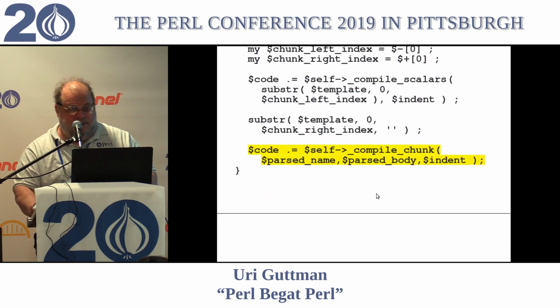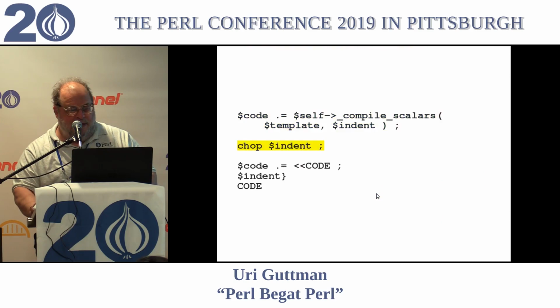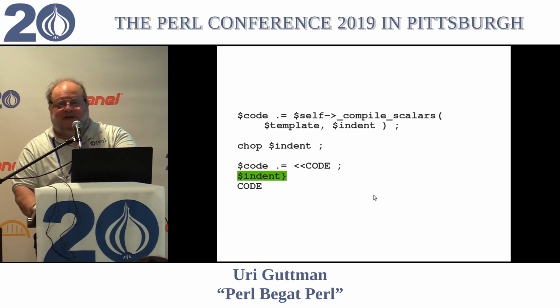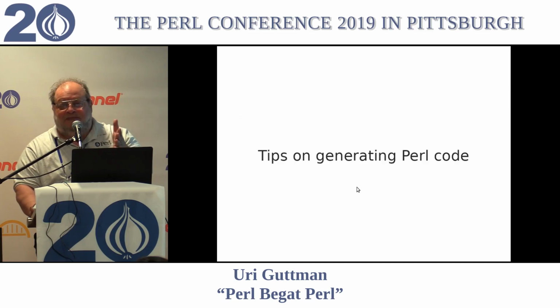And then finally, I'm back here. Oops. And here, we append the last indent with the brace. That's the closing brace of the generated loop. So everything looks pretty. I like pretty code. Okay, we're doing well here.